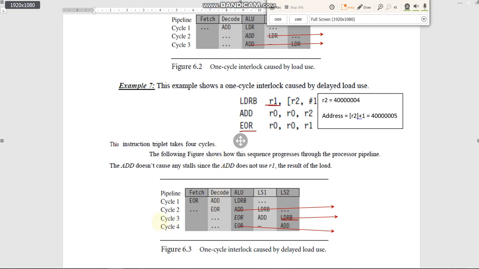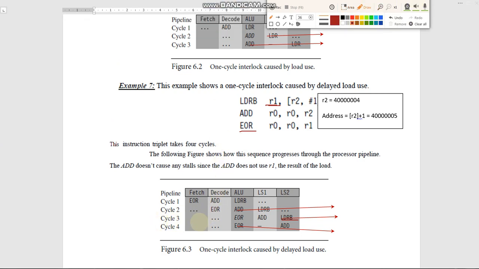Okay, so in cycle 3, once again. In cycle 3, the EOR instruction is there in the execution phase, the ALU phase, but the execution of the EOR instruction is not completed by the ARM processor, because in cycle 3 the LDRB instruction completes. After completing cycle 3, only then is the data R1, which is required by the EOR instruction, ready. Okay, so after completing cycle 3, cycle 4 begins.